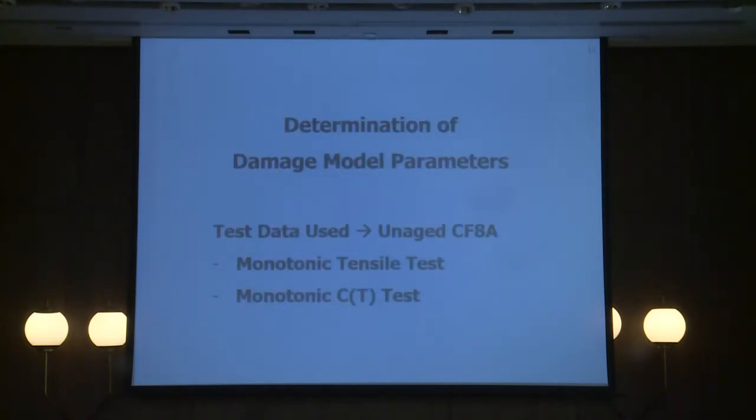So in this chapter, we determine the damage model parameters. As I mentioned, we used the strain energy based damage model, and we used the unaged CF8A monotonic tensile test and monotonic CT test data to determine the damage model parameters.